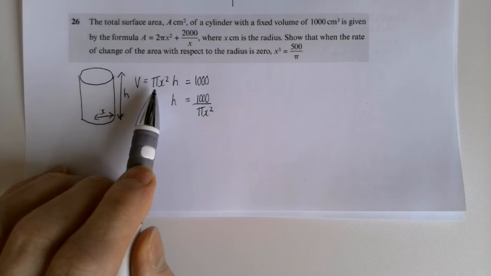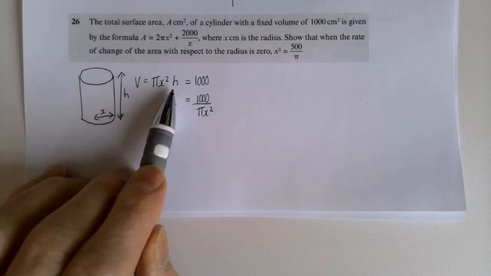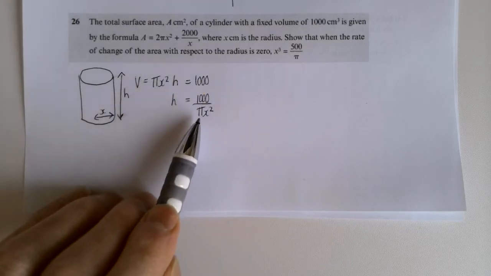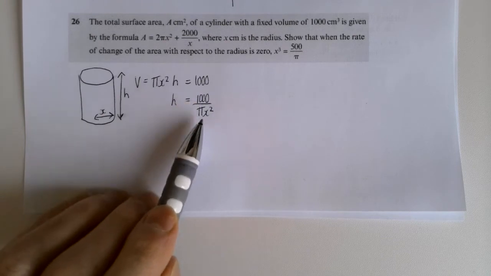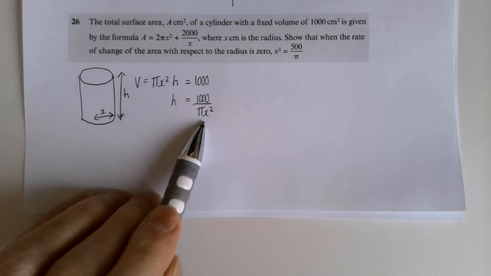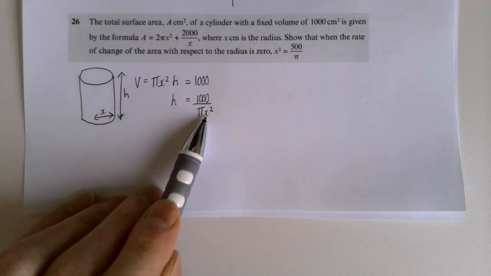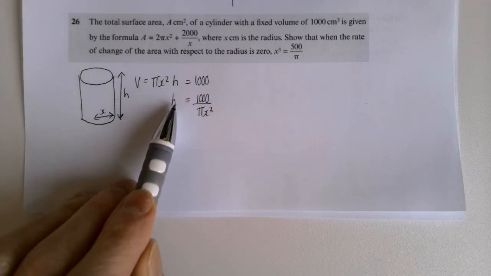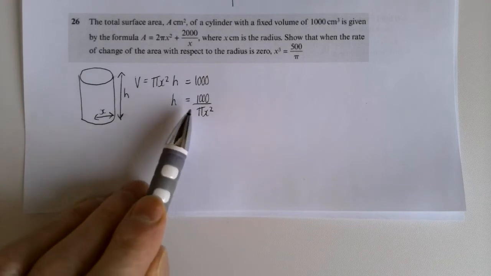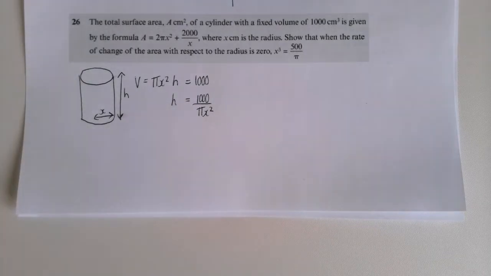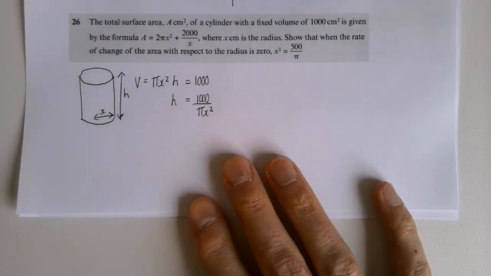So hopefully you remembered the volume of a cylinder, area of the base multiplied by the height. So the height is the volume divided by pi x squared. So if the volume is going to stay the same, if we make x bigger, the height has to get smaller. So we've got a sort of 2 interconnected variables here if the volume is going to be fixed. Right, let's now consider surface area.